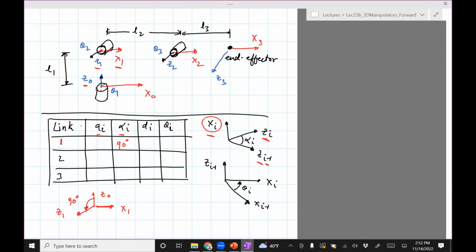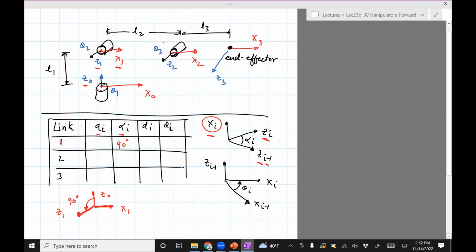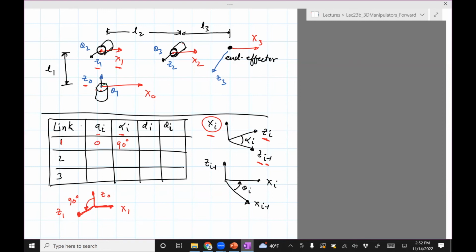Okay, next is the distance between Z0 and Z1 about X1. So Z0 is like this, Z1 is like this, and we need its distance along X1. So you need to view it at right angles to the axis. So if you're viewing it from here, this way, then you see that Z0 and Z1 intersect. And so the distance along X1 is going to be 0. So the second one is going to be 0. So that completes the 2 of those.